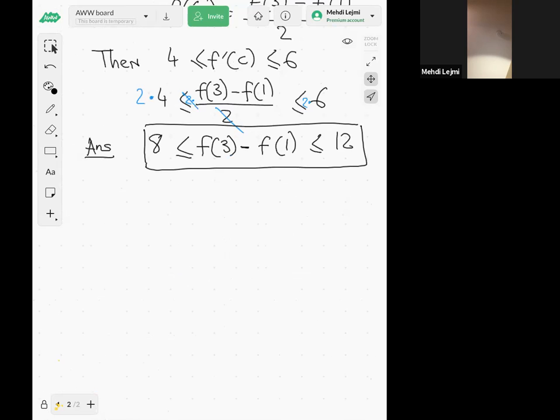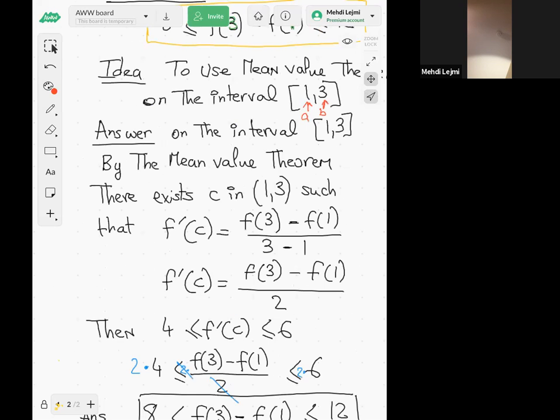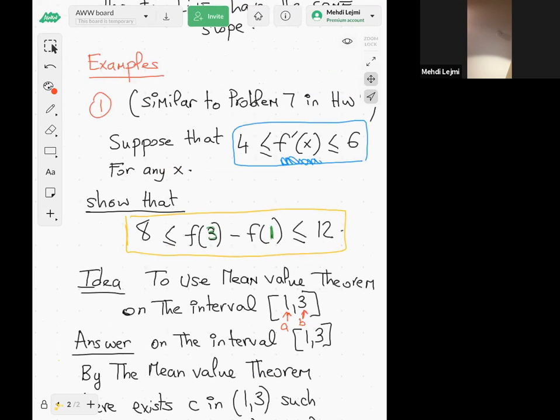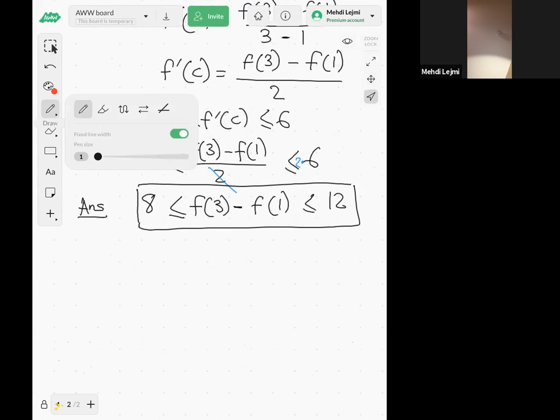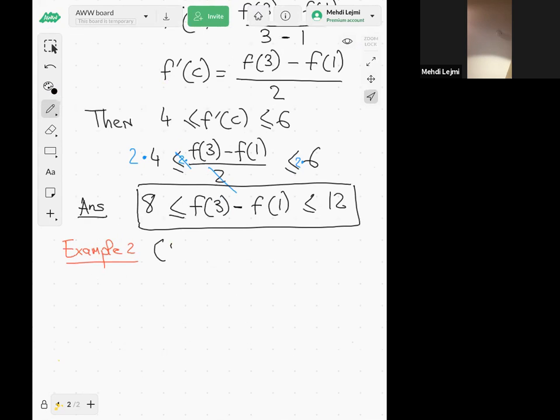Another example, guys, which is very similar to problem number 8 in the homework. So this is example 1, and here's example number 2. This is similar to problem 8 in homework 9.